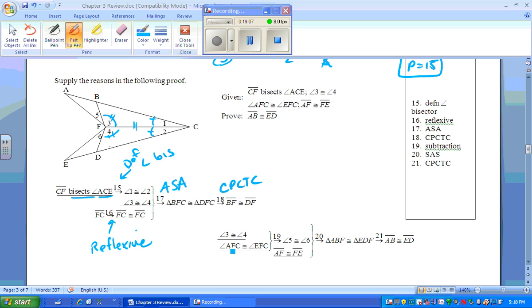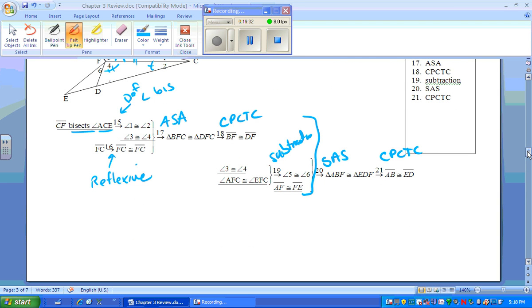19, we're taking angle AFC, this large angle here. We're subtracting 3 from it to get 5. So this is subtraction. Number 20 is all of these three things together. I see a side, I see an angle, I see a side. So this is side, angle, side. And then once again, CPCTC.